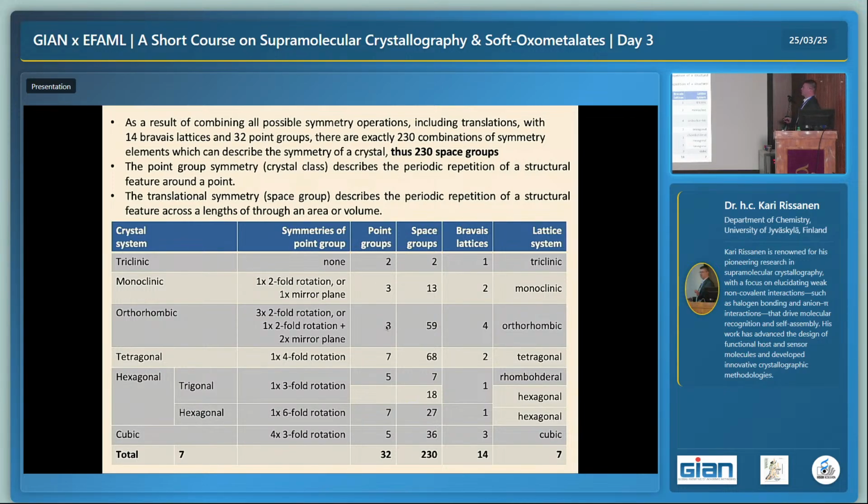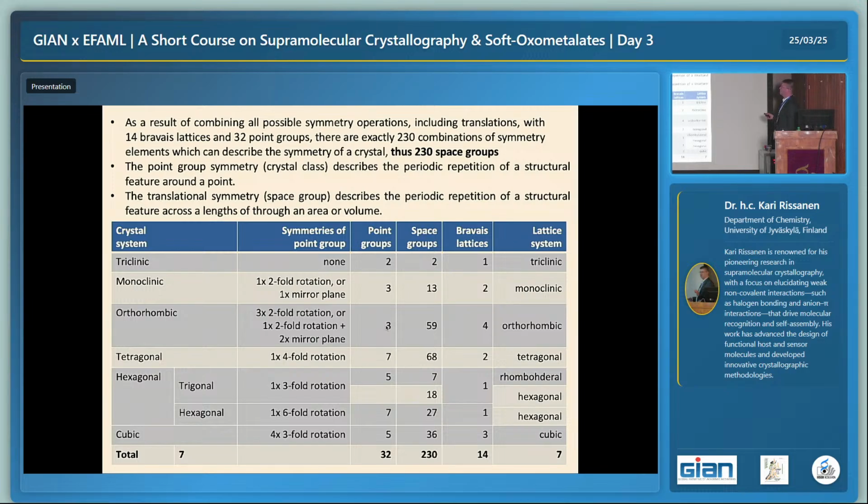So as a result of combining all the possible things, including translations, with the 14 Bravais lattices and 32 point groups, there are exactly only 230 possible symmetry operations inside these unit cells. So you cannot organize any material in any other way than these 230. And in this case, these are the calculated ones. They're already there. Each of them represents a certain set of symmetry operations, how the symmetry is being done.